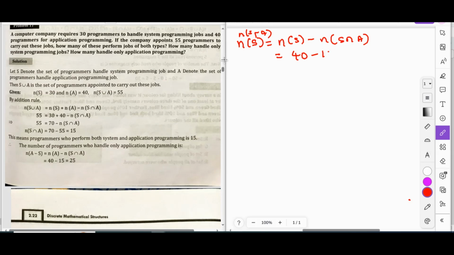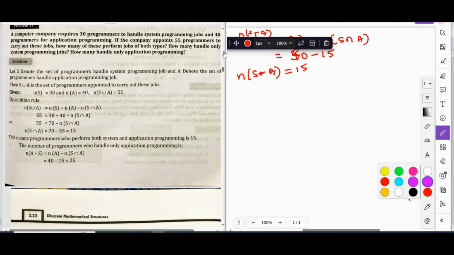Okay. So here what is the n of s? N of s was how much? 30. So it will be 30 minus the intersection here, what we got as the answer? We got 15. So 30 minus 15 is 15. So how many programmers handle only system programming? 15 programmers.